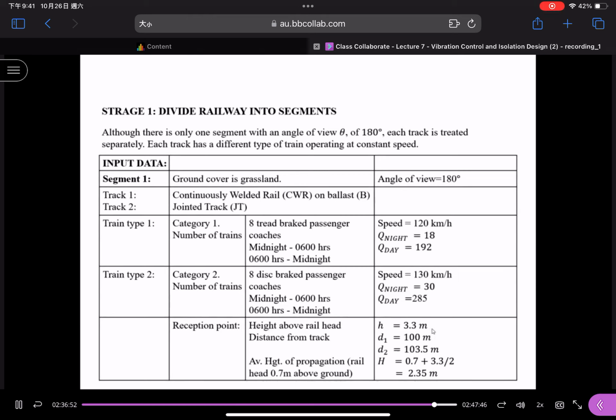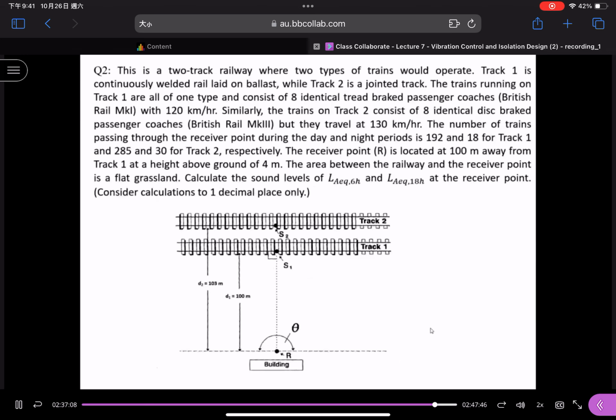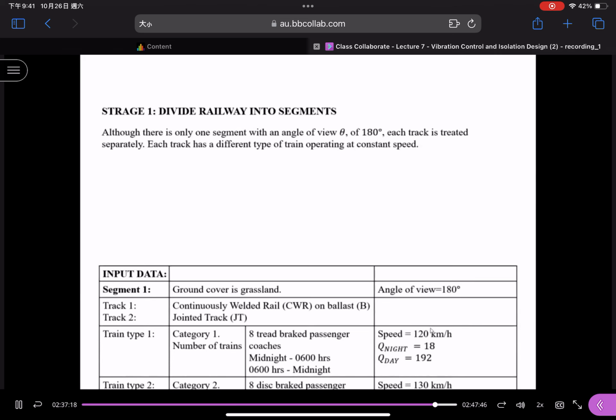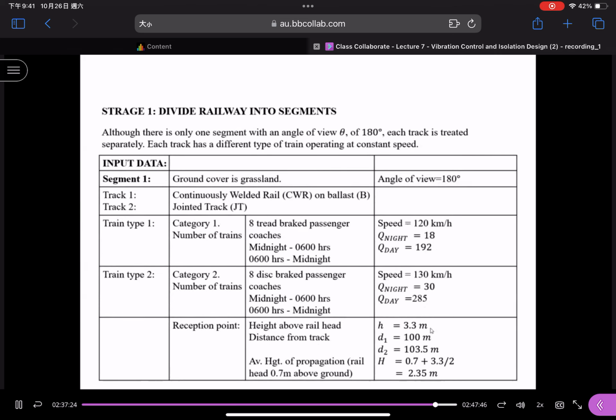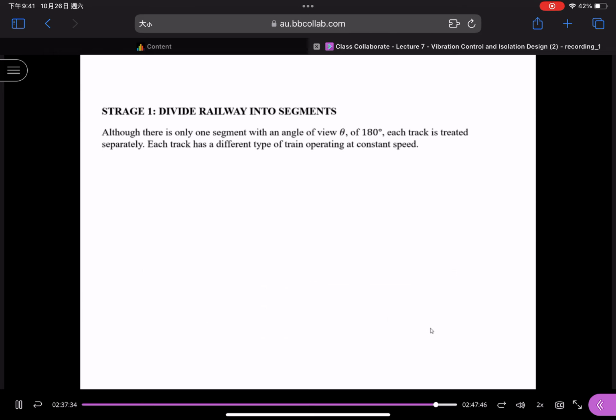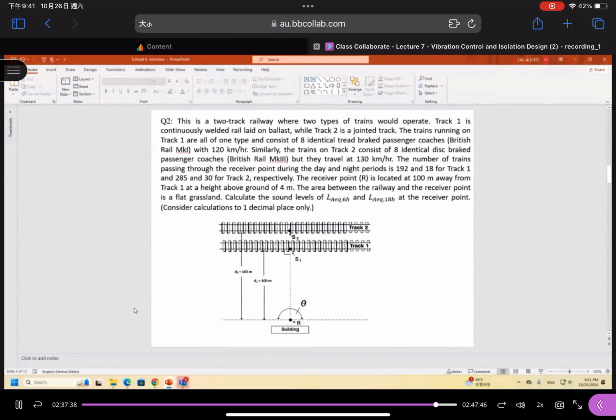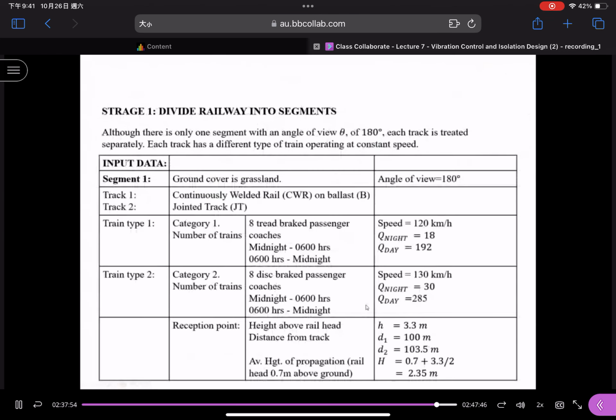And for the reception points, in the previous tutorial, I already explained to you that the effective source is at the railhead. Okay, so the height above the railhead is 3.3 meters, because the reception point here is 4 meters above ground, and the railhead, we assume, is equal to 0.7 meters. So that's why the difference between the railhead and the reception point is 3.3 meters. Okay, we have 2 separation distances. D1 is 100 meters and D2 is 103 meters. This should be 103. And the average height of propagation should be 0.7 plus 3.3 over 2.